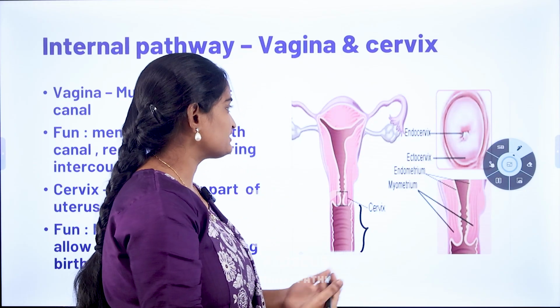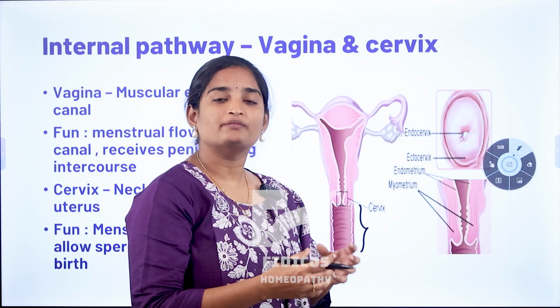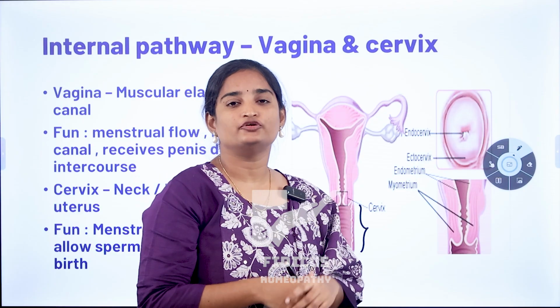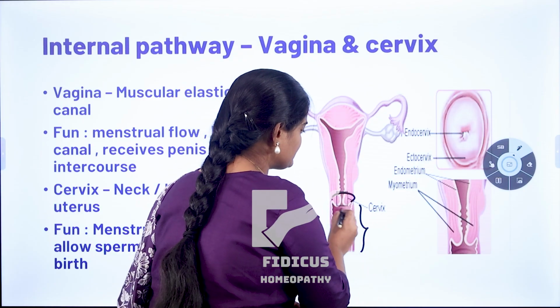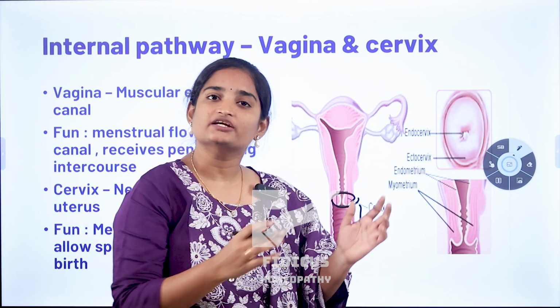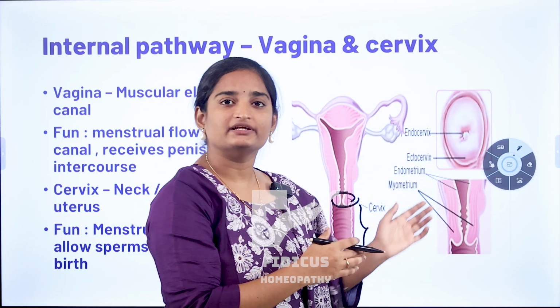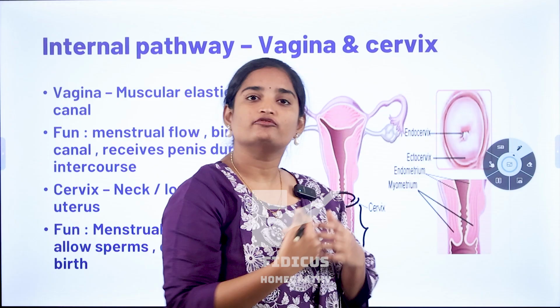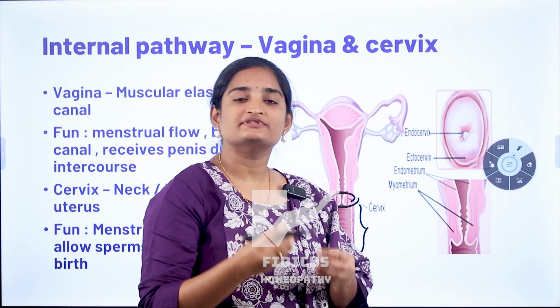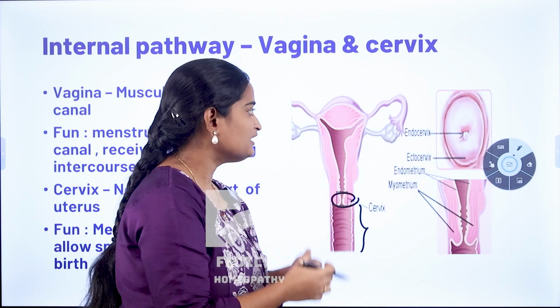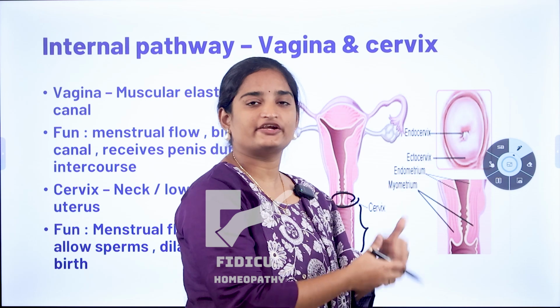Now coming to the cervix. The cervix is the outer part of the uterus. It means it is the neck region of the uterus. This part is the cervix. The cervix is the connection between the vagina and the uterus. The cervix has a small opening called the cervical os. This small opening helps in the passage of menstrual fluid from the uterus and also helps in the entry of sperms during intercourse. This entry of sperms facilitates fertilization.